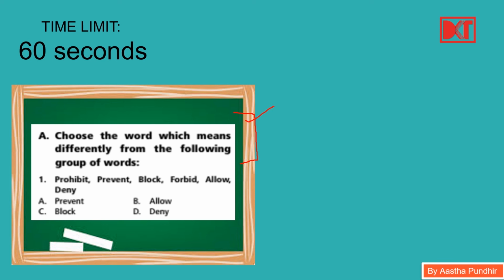Okay, let's see the words here. Prohibit, prevent, block, forbid, allow, deny. So here which one is the odd one out? Now here you see prohibit, prevent, block, forbid. Here the options are also given. Prevent, allow, block and deny. So prevent, block, deny. All of these, what do they mean? They mean stopping something or not letting someone or something pass, giving a blockage sort of thing. All right. So here their antonym is allow, which means letting something go, allowing something and saying yes to it. Okay. So this is how these questions will be and that's how we have to answer. Pretty easy, right?